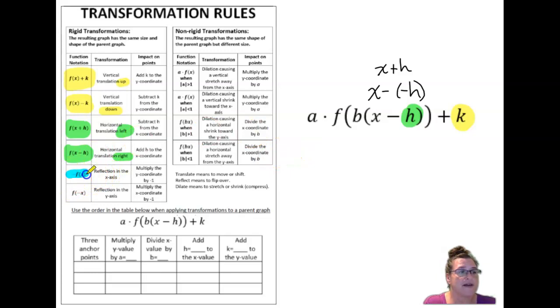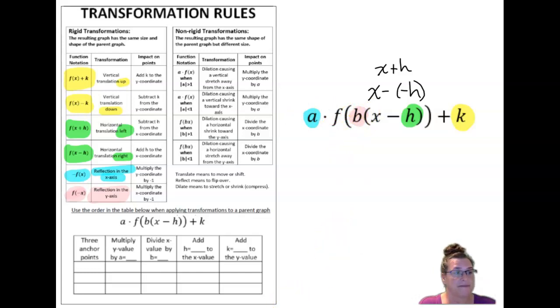So if you have a negative a, so if the a in the front of your function is negative, it doesn't matter what value it has as long as it's a negative, that causes a reflection in the x-axis. If your b is negative, so b is your coefficient in front of the x, if that value is negative, then that gives you a reflection in the y-axis. And again, it doesn't matter the magnitude of a and b, just whether they are negative is what causes that reflection.